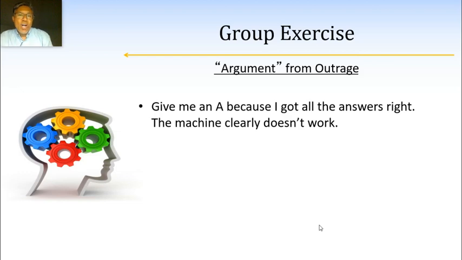Well, argument from outrage is about getting them on your side by having them be outraged at something that you're also outraged by, right? So if you say, give me an A because I got all the answers right, well, I mean, that's not really going to get the teacher on your side. They're not going to be outraged at the same thing you're outraged at. The second sentence, the machine clearly doesn't work. It just sounds like you're complaining. You might be outraged by the machine, but you want to convince the teacher of your claim.